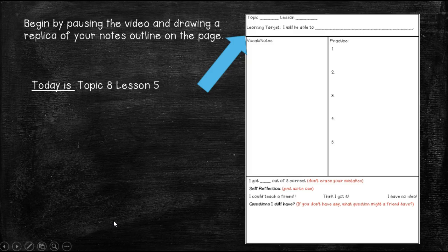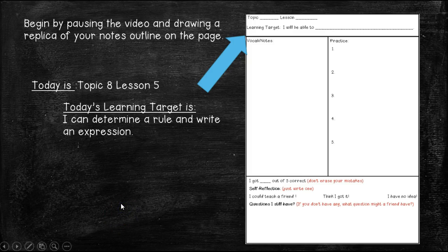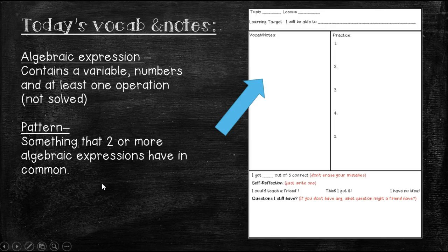Today we're talking about Topic 8, Lesson 5, and today's learning target is, I can determine a rule and write an expression. Today's vocabulary: the first one, algebraic expression. That means something that contains a variable. Remember we talked about that, it's usually a letter, and numbers and at least one operation. But remember, an expression is not solved. And then our next vocabulary word is pattern, and that is something that two or more algebraic expressions have in common.